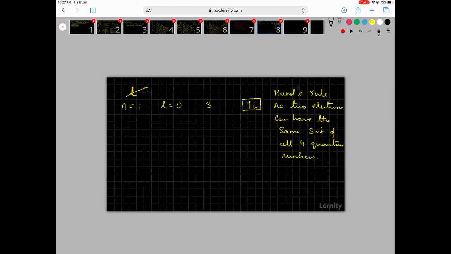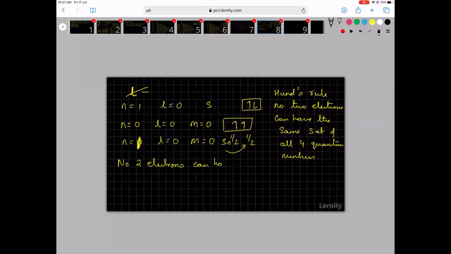That means if n is equal to 1, l is equal to 0, then what is the value for m? m is also equal to 0, and I have 2 electrons like this. So this is half, this is also half. So n is equal to 1, l is equal to 0, m is equal to 0, s is equal to half, s is equal to half. What Hund said is, no two electrons can have the same address.